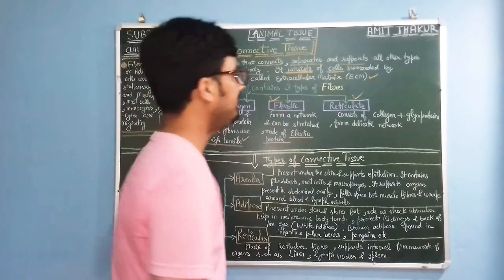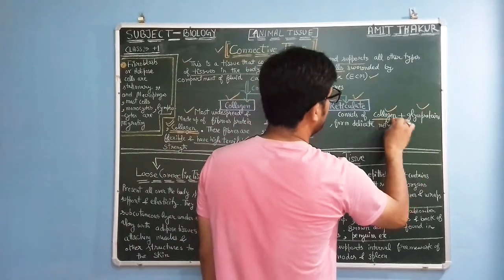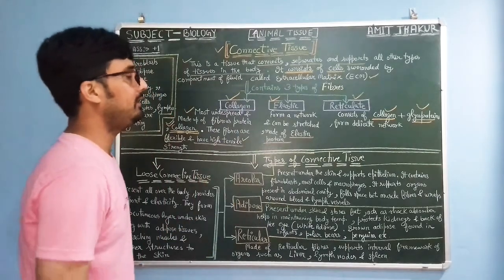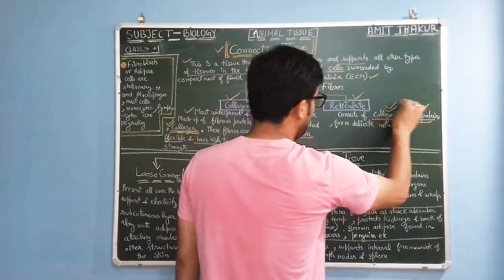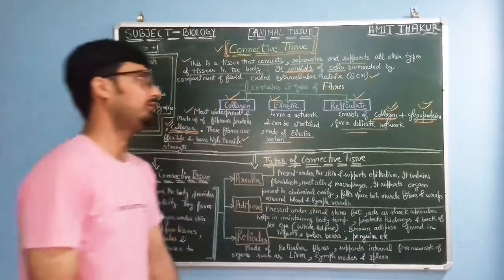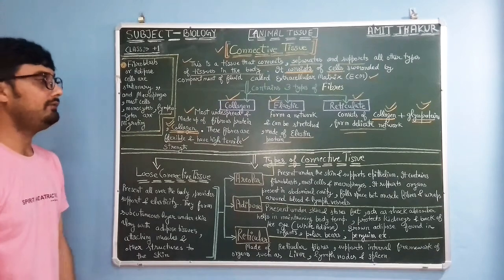Then the reticulate fiber consists of collagen and glycoproteins. दो proteins से बना होता है, collagen protein and glycoproteins, and it forms a delicate network. So these are the three types of fibers of connective tissue.